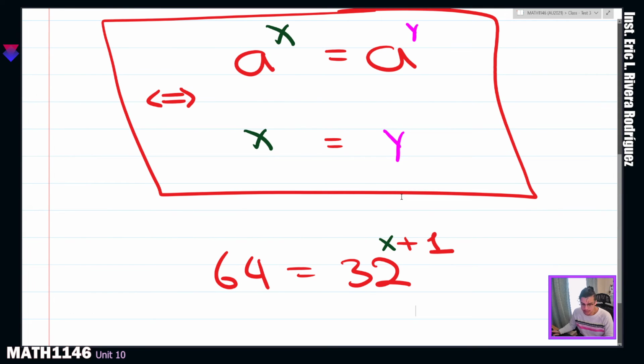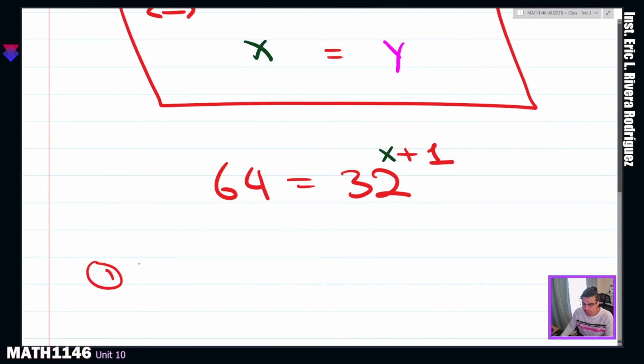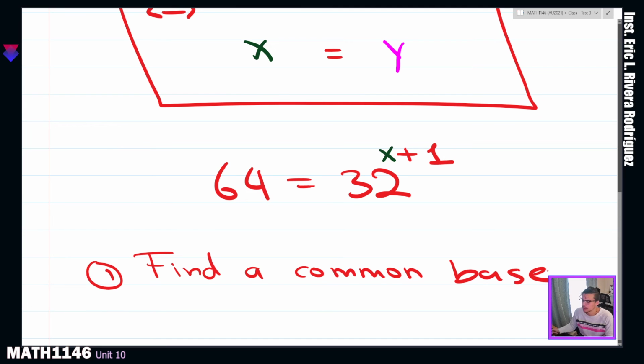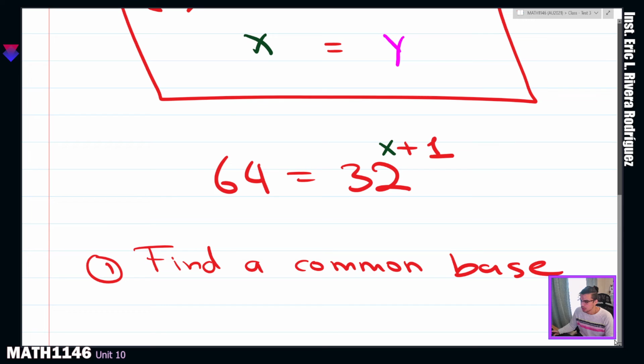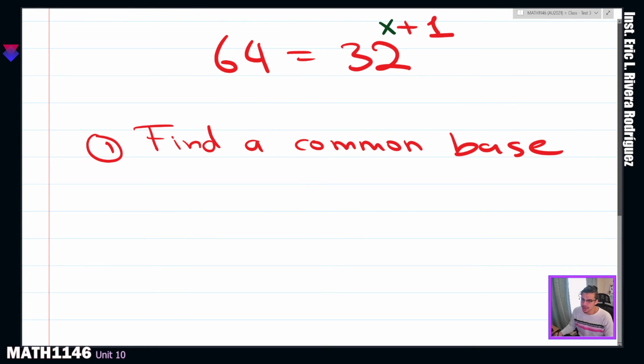How do we apply this property? What we want to do is find a common base. On the right side we have an explicit exponential expression, because we are clearly seeing the x variable on the exponent of 32. We can convert 64 into an exponential expression as well.